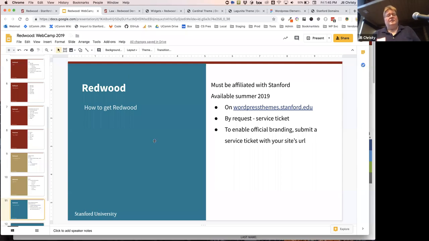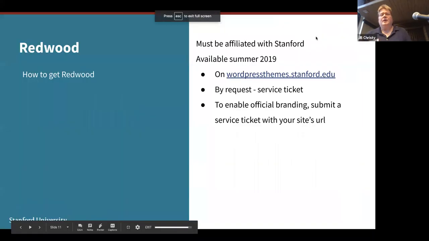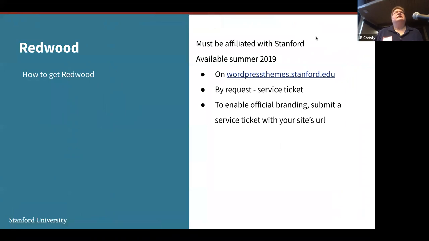But again, back to the WordPress spinner-upper thingy, as long as that exists, currently Lagunita is the default theme, and when Redwood becomes available, depending on how long that's going to be around, I may be able to work with them, and Redwood might become the default theme for that if it's going to be around long enough to make it worth that effort. So, but that's how you will get it and when you'll be able to get it. Did that answer your question, Irina?